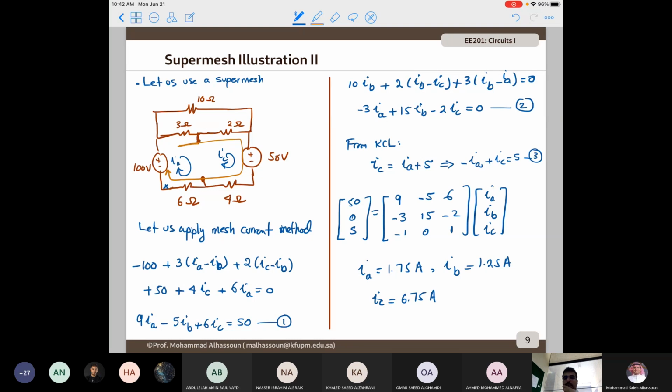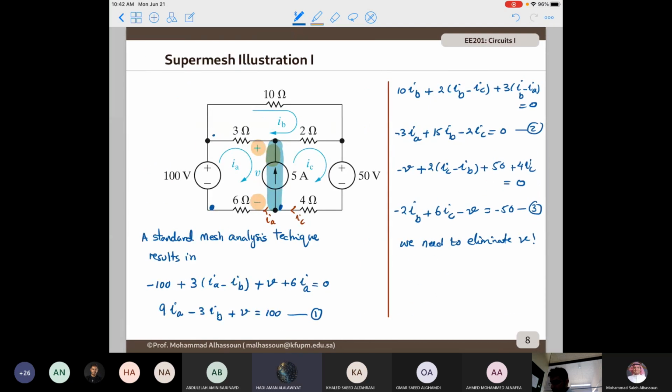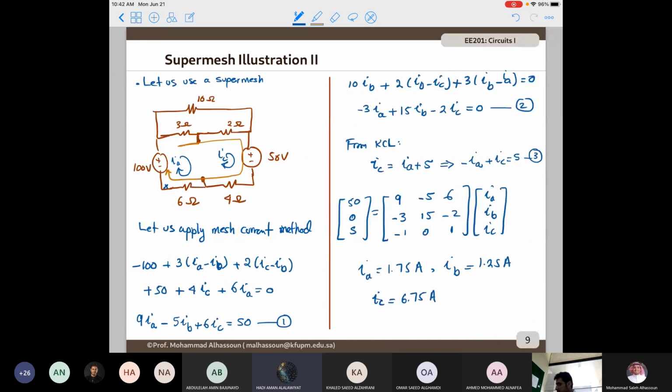Is the idea clear? Hadi? Doctor, in equation 3, can we use the positive direction for the current source to obtain equation 3? You mean on the top? Yes. You mean here? Yes. If you do that, you will get IA and 5 entering the node. IC is leaving the node. So you will get exactly the same. Okay. Thank you. Any other question?